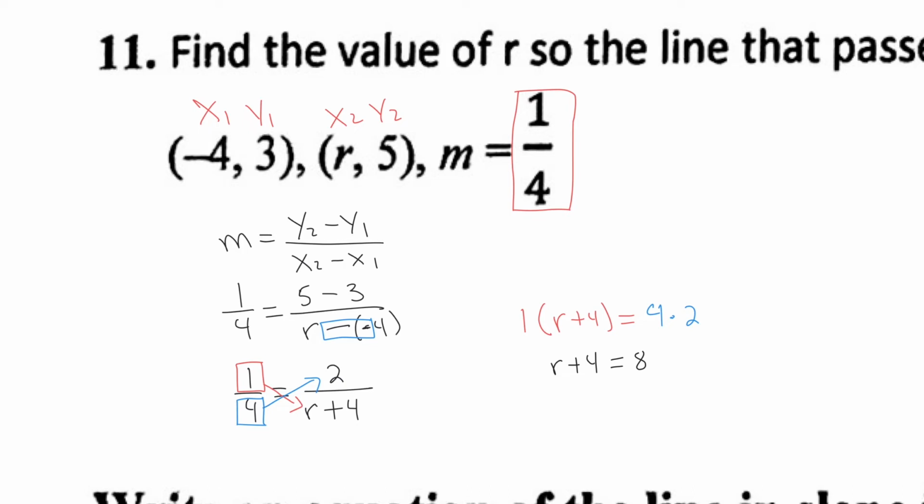Now you don't have fractions and you can solve. So I am going to subtract 4 from both sides. Cancels. So r equals 8 minus 4 is 4. So that is the value of r.